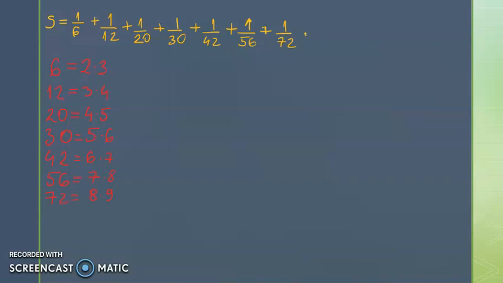Let's rewrite the sum as follows. S equals 1 over 2 times 3 plus 1 over 3 times 4 plus etc. plus 1 over 8 times 9. So we need to calculate this sum.